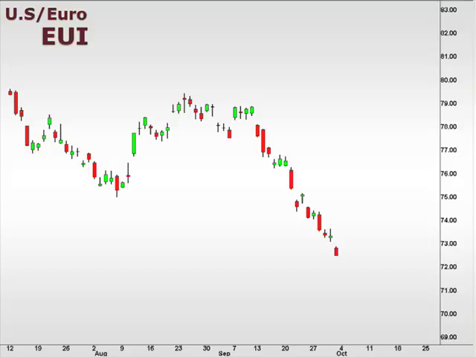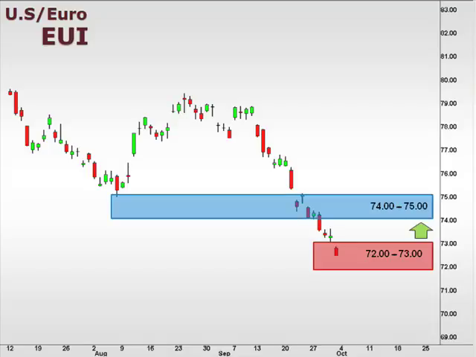Next up, the EUI, the US versus the Euro. Well, the EUI is testing a very important support level at the 72-73 focal zone. We do expect a bounce this week, with 75 being a likely resistance level.